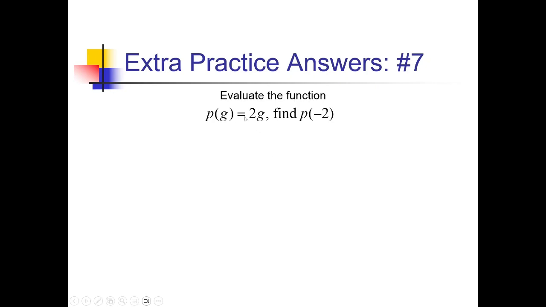For this one, we've got 2g as my function, and we're doing p of negative 2, so that's just 2 times negative 2 then, which is negative 4.